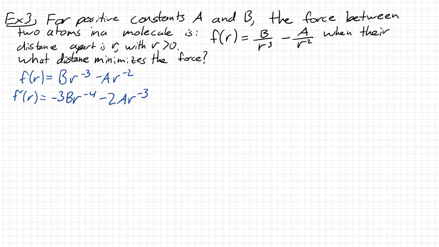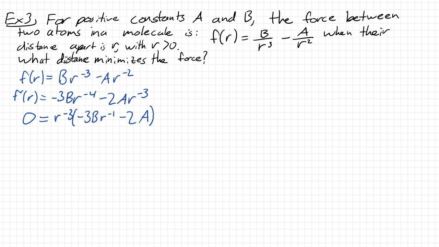And generally, if you want to set this equal to 0 to see what makes this derivative 0, where there's a critical point, it's a good idea to factor this, to write this as a product of some things. So one way I see you can factor this is you can take out an r to the negative 3, and then what will be left over is negative 3br to the negative 1 power minus 2 times a.